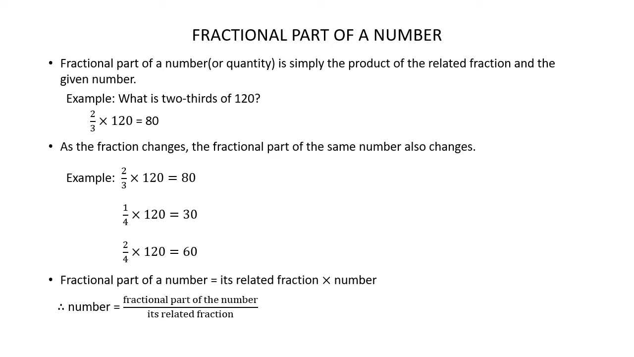So now you know that the fractional part of a number is equal to its related fraction multiplied by the number. So if you have to find the number, then you have to divide the fractional part of the number by its related fraction. So number is equal to fractional part of the number divided by its related fraction.